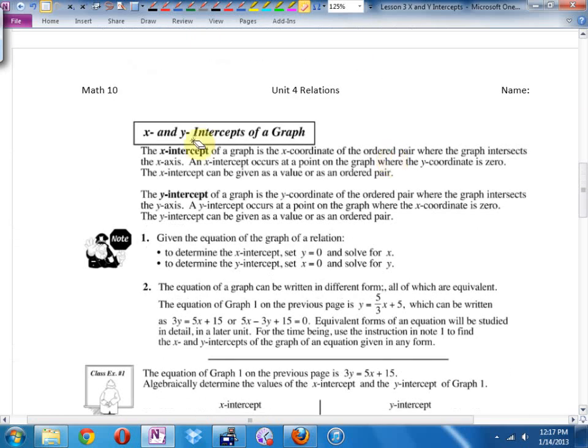So an x-intercept of a graph, since that's our new important word, I would underline it, even though it's already bold-faced, is the x-coordinate of the ordered pair where the graph intersects the x-axis. And here's the key idea: the x-intercept occurs where the y-coordinate is 0.